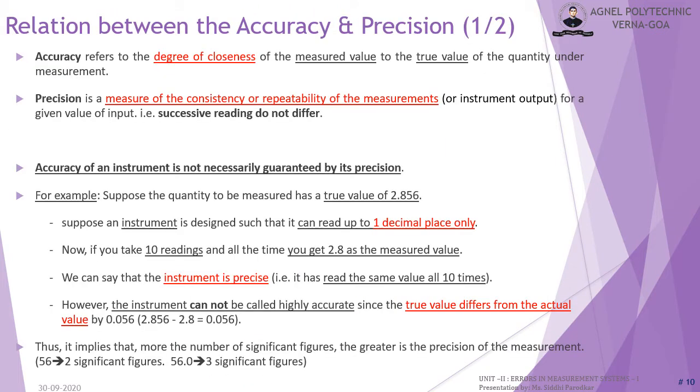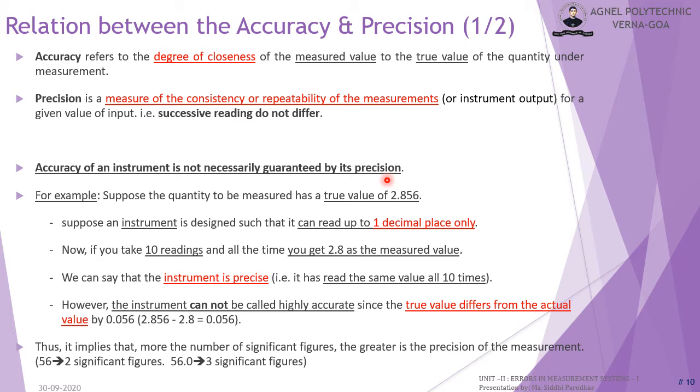Now let us see whether accuracy and precision are related to each other. In the previous slides, we defined accuracy as the degree of closeness of the measured value to the true value of the quantity under measurement, and precision as the measure of consistency or repeatability of the measurements for a given value of input. That is, successive readings do not differ for the same value of the input. Accuracy of an instrument is not necessarily guaranteed by its precision. That is, if a measurement is accurate, it must also be a precise measurement. However, vice versa is not true. That is, a precise measurement may not be an accurate measurement.